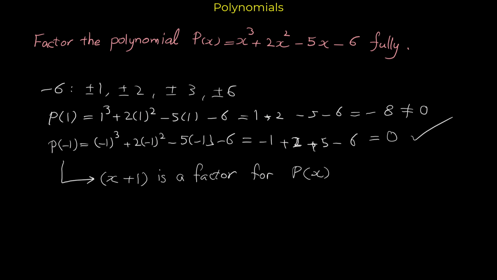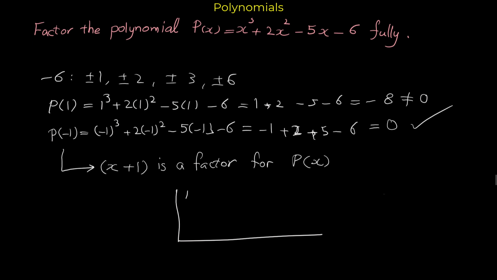So let's do it. We want to divide this polynomial x to the 3 plus 2x to the 2 minus 5x minus 6 by x plus 1 with synthetic division. Or you can use long division, but I prefer to use synthetic division because it's faster, as you know. We are going to use the coefficients 1, 2, -5, -6. What number do we have to put here? The opposite sign of x plus 1, which is -1.